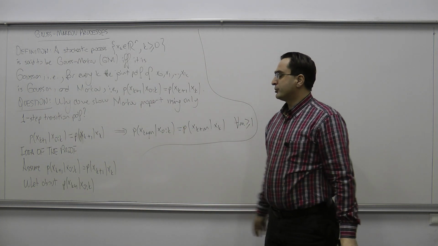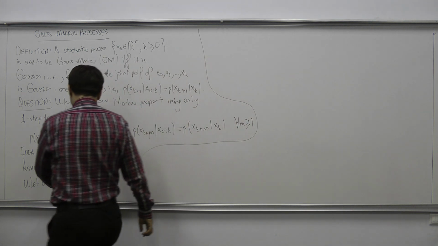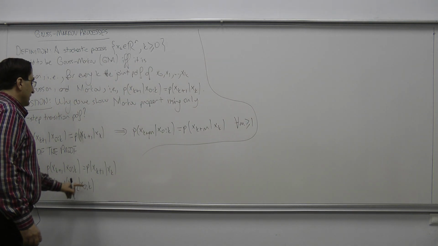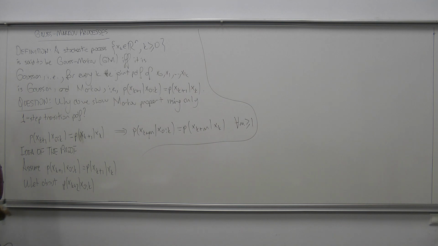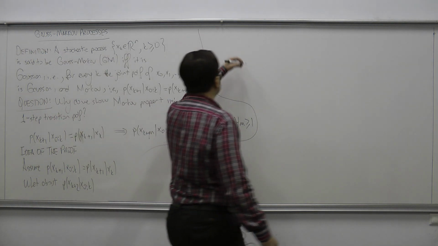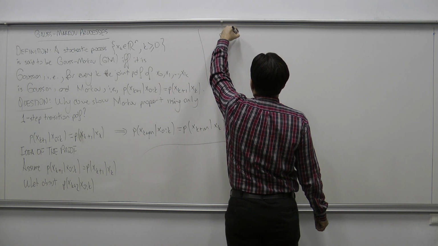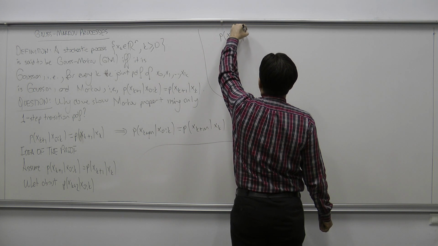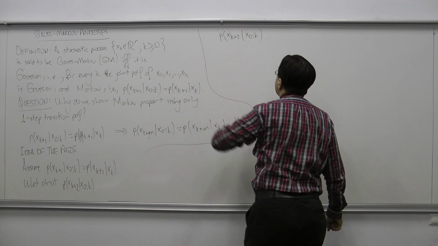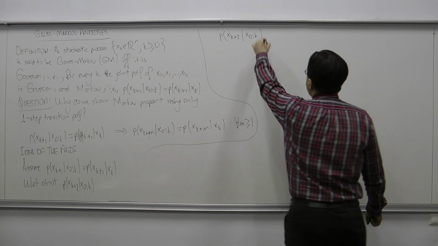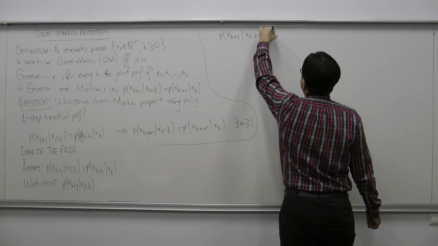So in order to show whether this x_{k+2} given x_{0:k} has the Markov property or not, I'm going to use the recursive formula for the transition PDFs. So I can actually divide it myself. Here I have x_{k+2} given x_{0:k}.